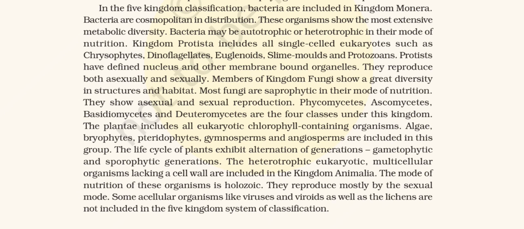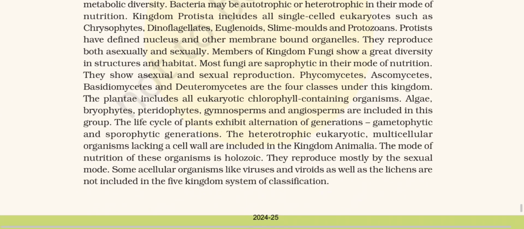Gametophytic and sporophytic generations. The heterotrophic eukaryotic, multicellular organisms lacking a cell wall are included in the kingdom Animalia. The mode of nutrition of these organisms is holozoic. They reproduce mostly by the sexual mode. Some acellular organisms like viruses and viroids, as well as the lichens, are not included in the five-kingdom system of classification.